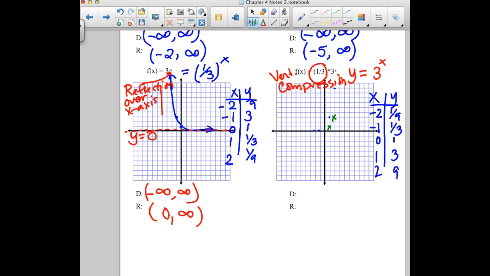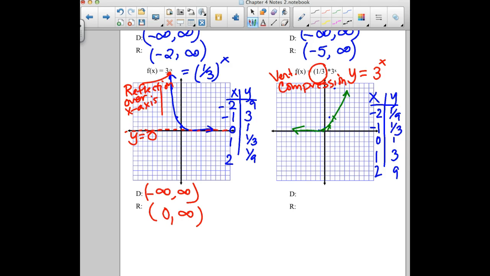All right, so all of my points are just getting compressed. Here I was at a +1. A third of that would only be 1/3. Our 1/3 becomes 1/9. Our 1/9 becomes 1/27. We're getting really, really close to that x-axis, but not actually touching it. So what happens is our graph just becomes more shallow looking. It's not quite as steep of a graph.